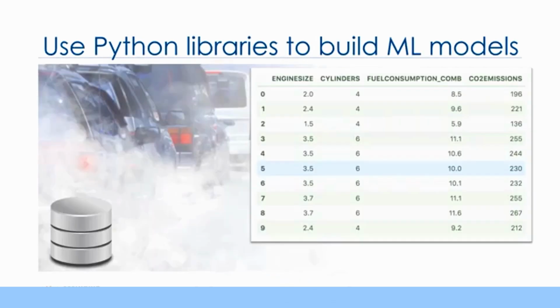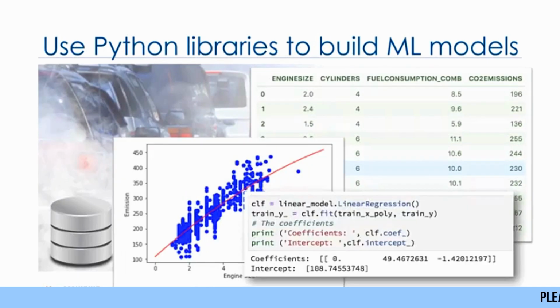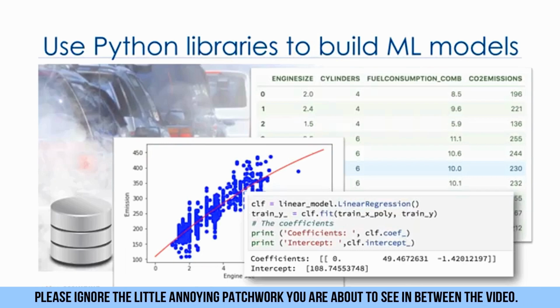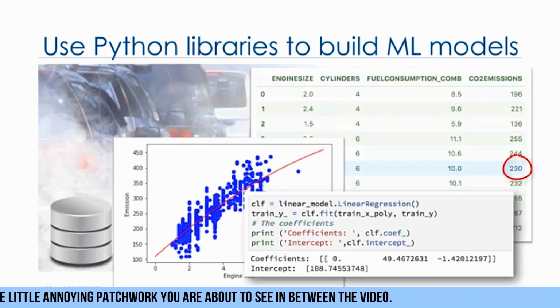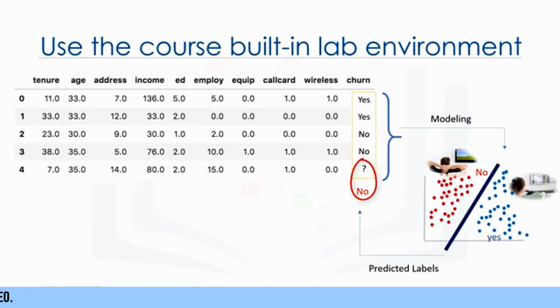Here, you'll learn how to use popular Python libraries to build your model. For example, given an automobile dataset, we can use the scikit-learn library to estimate the CO2 emission of cars using their engine size or cylinders. We can even predict what the CO2 emissions will be for a car that hasn't even been produced yet. And we'll see how the telecommunications industries can predict customer churn.